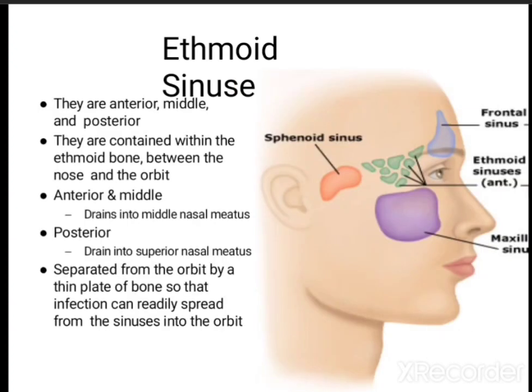Then we have the ethmoid sinuses, these small green colored sinuses. These are grouped into anterior, middle and posterior sinuses, and are contained within the ethmoid bone between the nose and the orbit. The anterior and middle ethmoid sinuses drain into the middle nasal meatus, and the posterior ethmoidal sinus drains into the superior nasal meatus. These are separated from the orbit by a thin plate of bone, so infection can easily spread from the sinuses to the orbit.